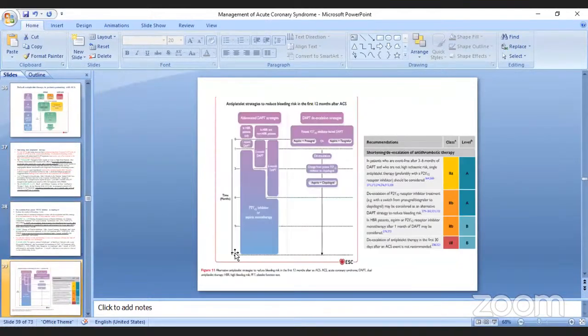So the recommendations with respect to this is, in case the patients are event free after 3 to 6 months of DAPT and they do not have a high ischemic risk, a single antiplatelet therapy, preferably a P2Y12 inhibitor, should be considered. And the de-escalation of a P2Y12 inhibitor may be considered as an alternative DAPT strategy in order to reduce the bleeding risk. In case of high bleeding risk patients, aspirin or P2Y12 receptor inhibitor monotherapy after even 1 month of DAPT may be considered. And the de-escalation of antiplatelet therapy in the first 30 days is never recommended.